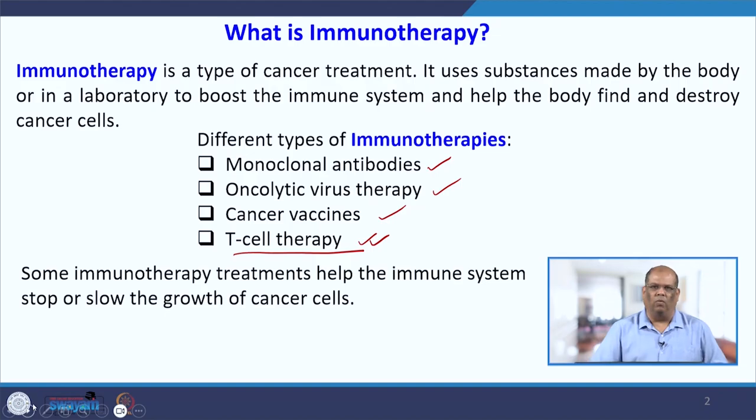So, why do we go for this immunotherapy? Obviously, there are chemotherapy and other treatments. But it sometimes boosts this immune system, and without some side effects, such as chemotherapy has, it generally allows or stops the growth of these tumor cells.